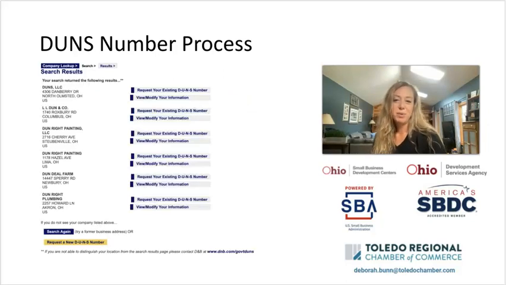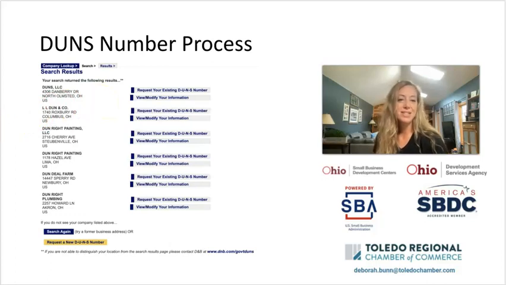You'll start the DUNS number process by entering the name of your business. It's automatically going to give you similar named businesses. So for this purpose, I typed in DUNS. So it's giving me every business that it's already found in the system that has DUNS or DUN in the name. So you can see to the right here, it gives you the options of requesting your existing DUNS number or viewing and modifying your information.